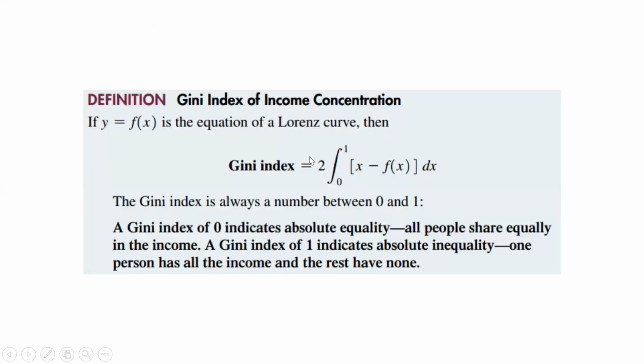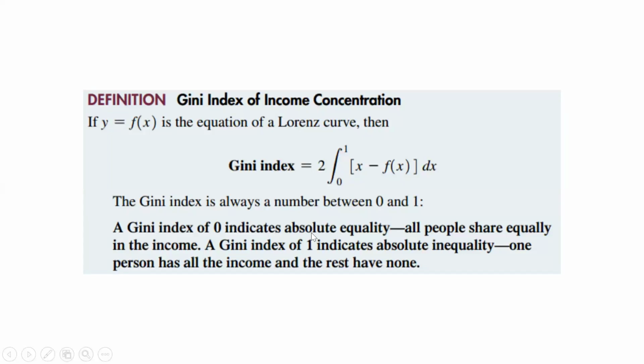All right, Gini index. So this is what we're doing. Y equals f of x is the equation of the Lorentz curve. Then the Gini index is 2 times the integral from 0 to 1 of x minus f of x dx. And again, we have to have numbers between 0 and 1. So if you come out and you get a number that's not between 0 and 1, you know you've done something wrong as far as your calculation goes, and then you should probably check something.